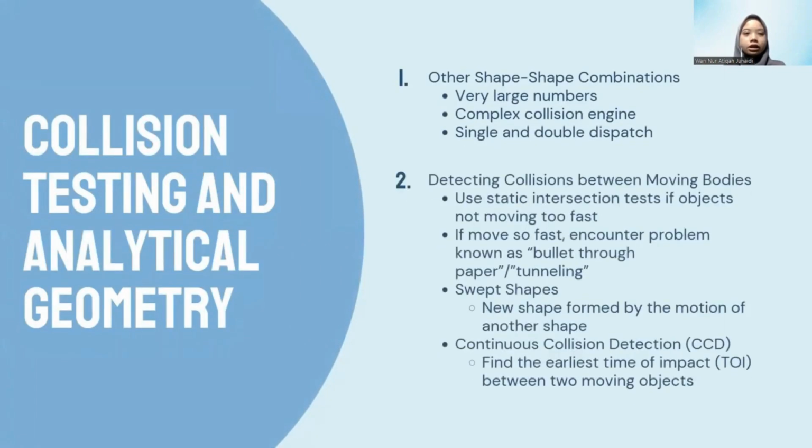Okay, firstly is the collision testing and analytical geometry. There are two, which is first the ideal shape combination, which has large numbers, and there are two dispatch types, which are single and double. And the second one is if objects are not moving too fast, it uses static intersection test. But if they move so fast, it will encounter a problem known as bullet through paper or tunneling. And the solutions are shades and CCD.